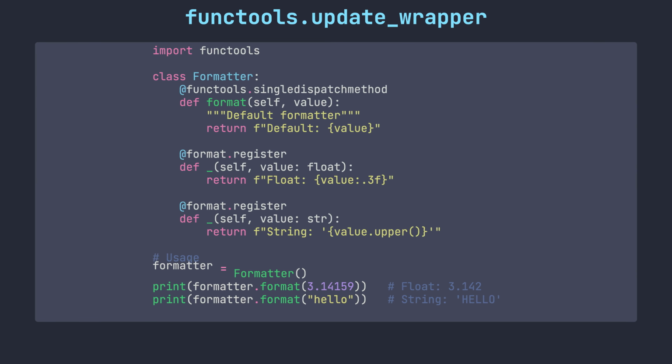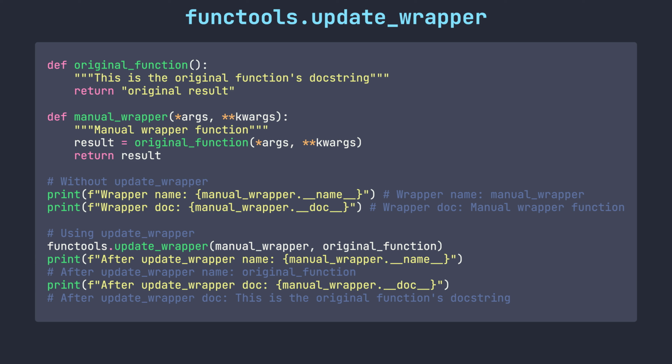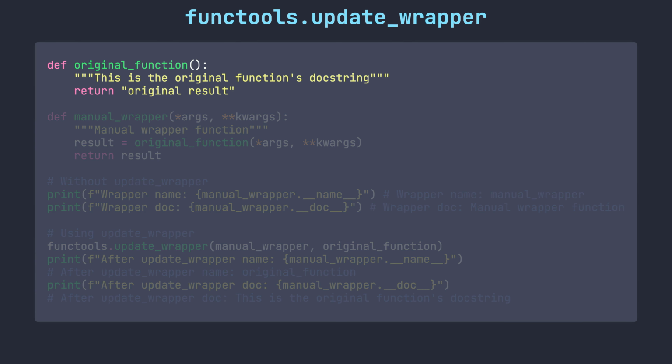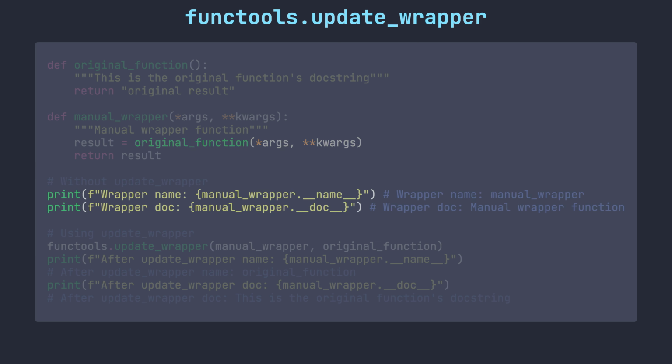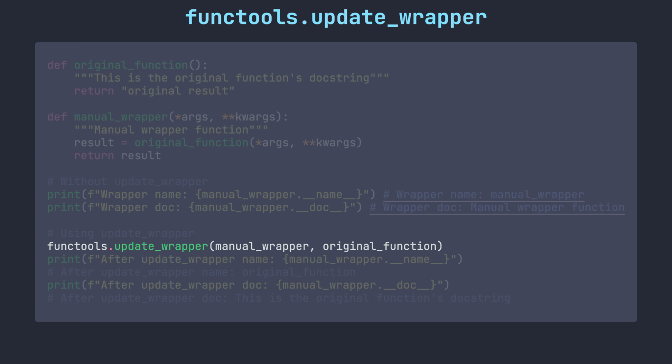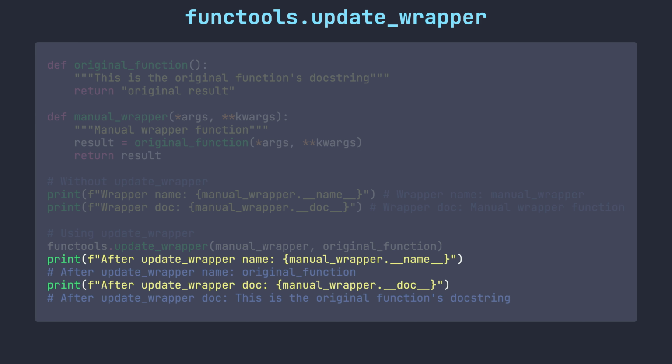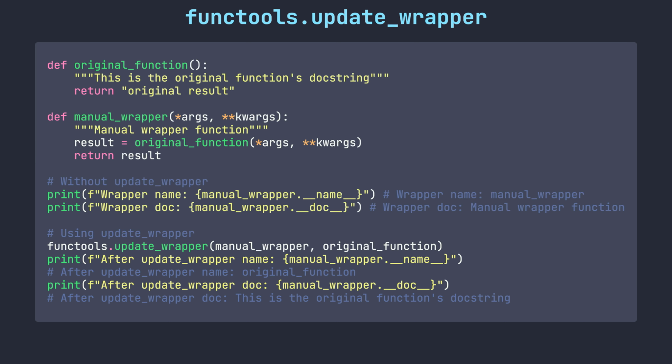Next up, update wrapper. Update wrapper preserves the original function's metadata in the wrapper function. Here we have an original function with its own docstring and a manual wrapper that calls the original function. Without update wrapper, the wrapper keeps its own metadata. After applying update wrapper, the wrapper appears to be the original function. This preserves important metadata like function name and documentation.